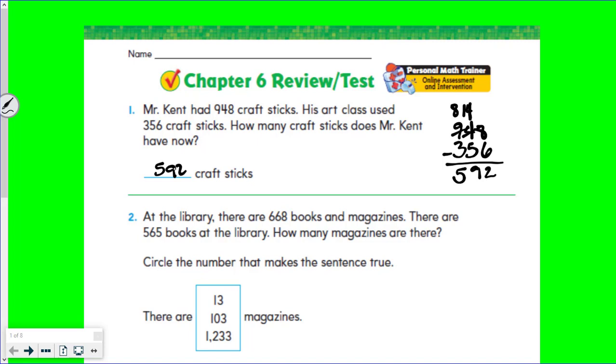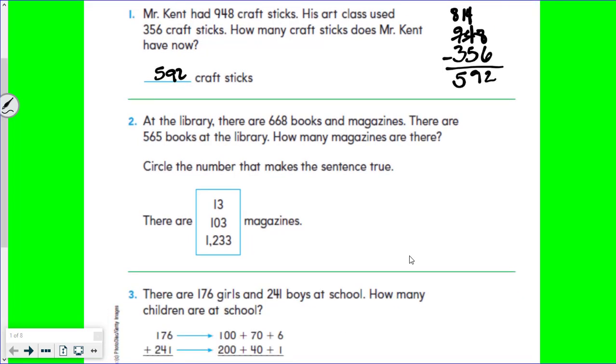At the library, there are 668 books and magazines. There are 565 books at the library. How many magazines are there? So we've got to find the difference, right? We know how many books there are, this number here. We know how many total books and magazines there are, this number here. So we've got to take this away from that number. So go ahead and in this empty space, pause your video and solve the problem.